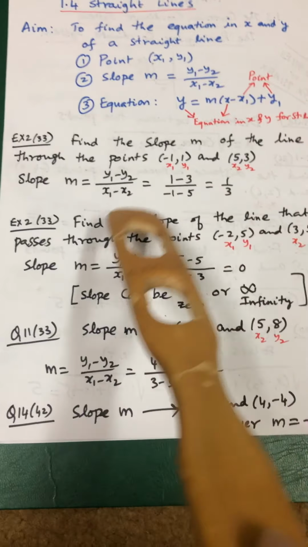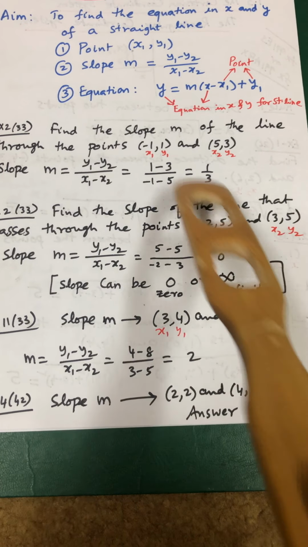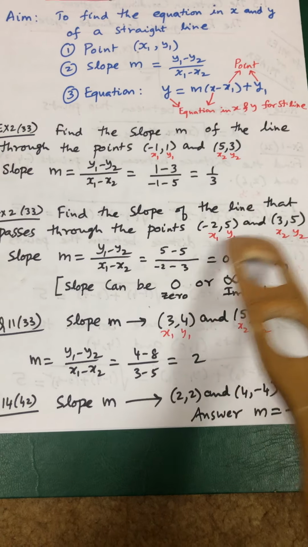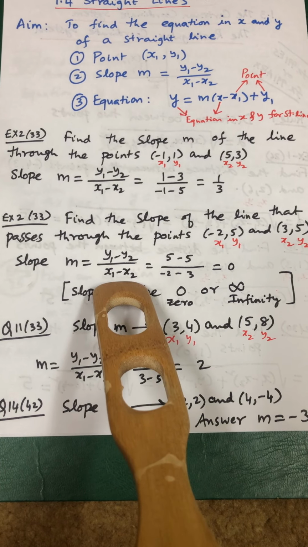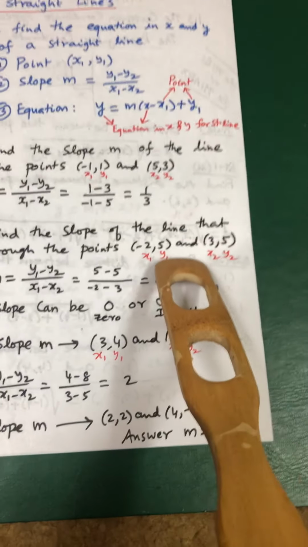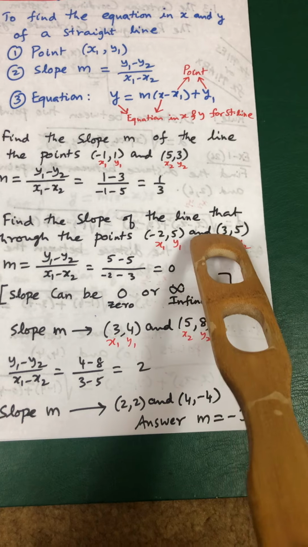We will do one more problem. Find the slope of the line that passes through the points minus 2, 5 and 3, 5. Same question, only the points are different. Slope m is equal to, write the formula, (y1 minus y2) over (x1 minus x2). So y's are 5 and 5, x's are minus 2 and 3.